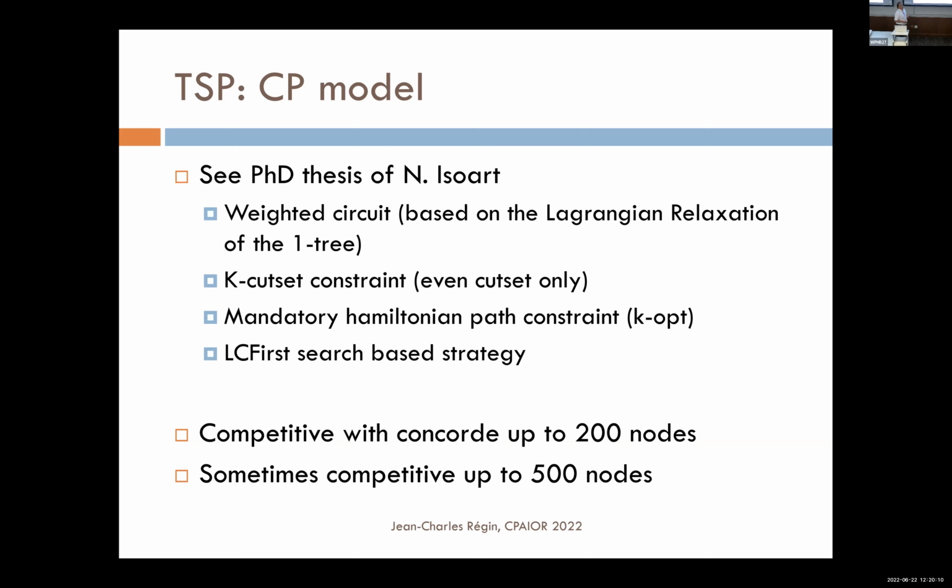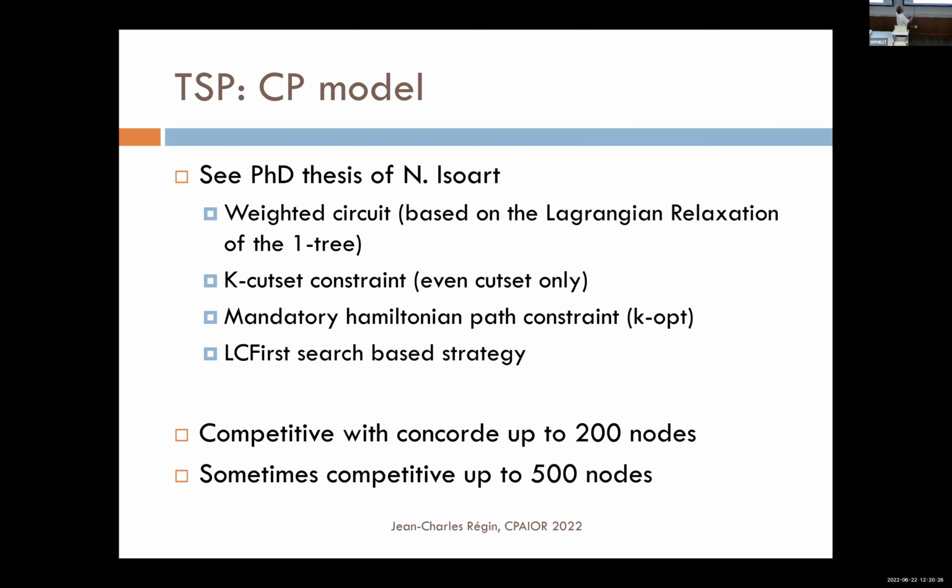We have K-cut constraints, which are structural constraints, meaning that if you split your graph into two parts, and then if you want a cycle at the end, you need to go through an even number of edges between the two parts, okay? So this is the idea.